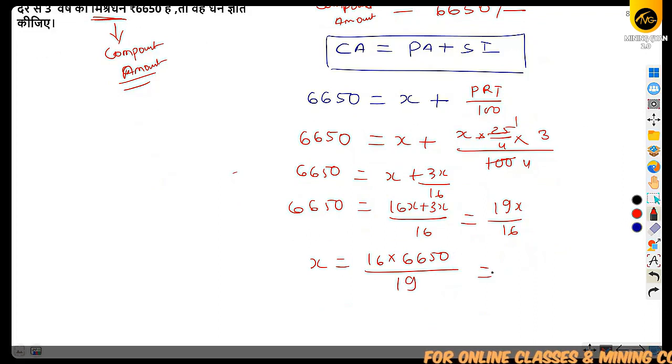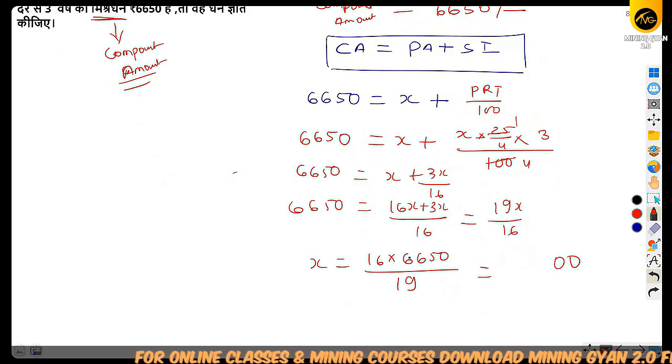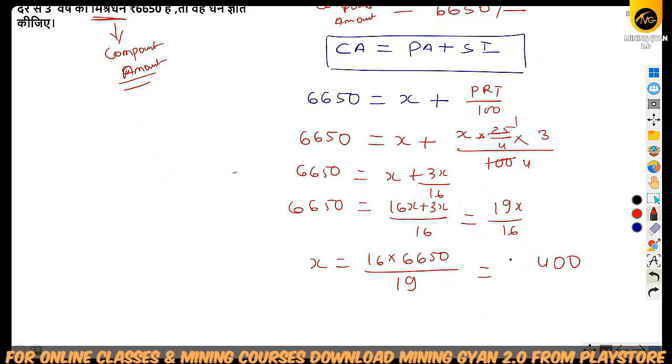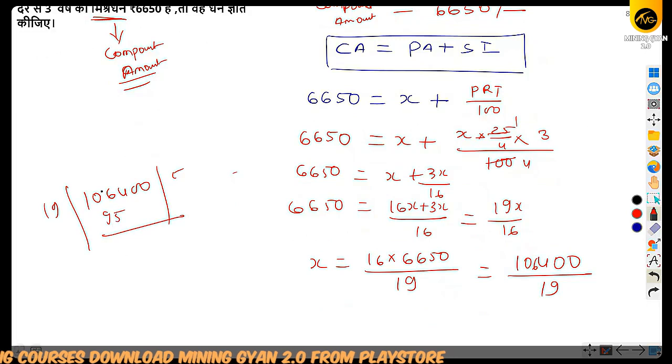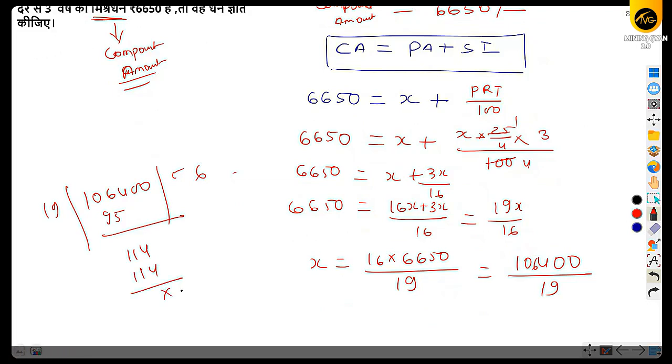Clear? So just multiply 16 into 6650. 16 times 0 is 0, and 5 again 0. So 16 times 6 is 96, plus 4, then 16 times ... 106. So divided by 19, we have the number 106,400 divided by 19. So you have to follow the traditional method. You have to divide 106,400 by 19. So 19 times 5 is 95. Okay. So how much is left from 106? 5 and 6, so it will be 11, and 4 here. 19 times 6 will be 114, so that cancels out, and what remains is 0 0, so you can use 0 0 directly. So 5600 rupees is the principal amount.